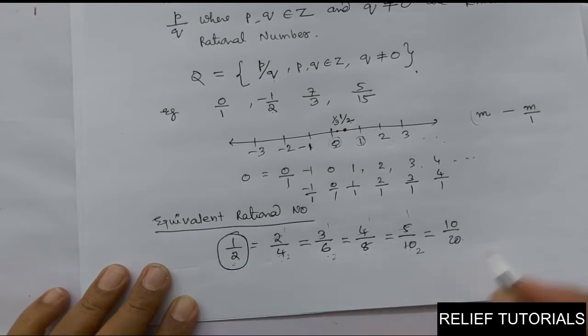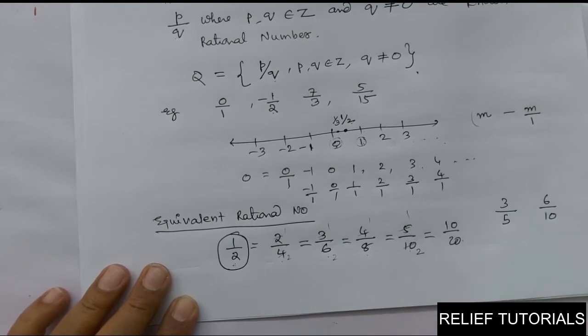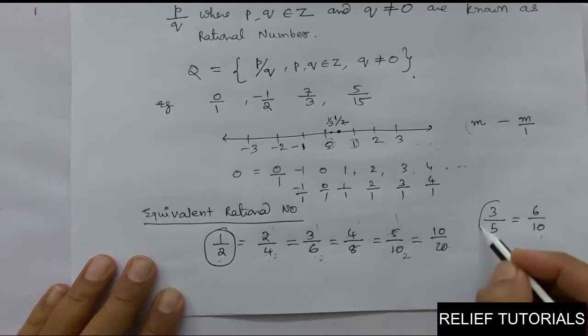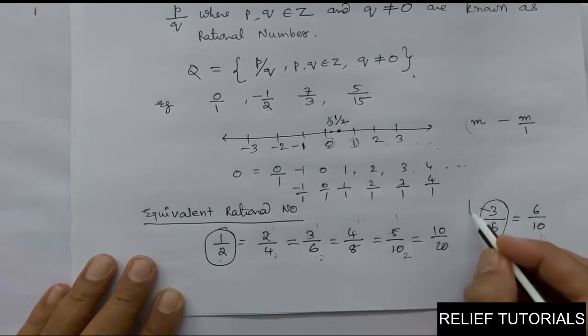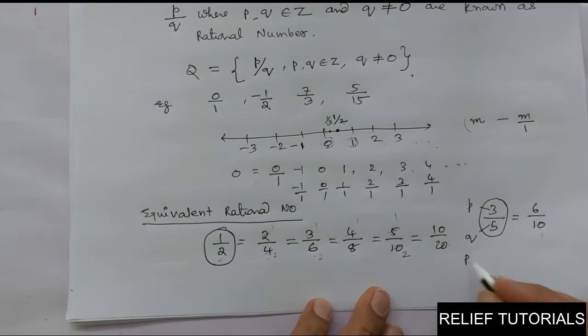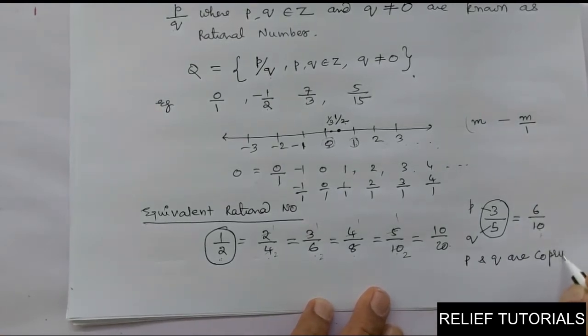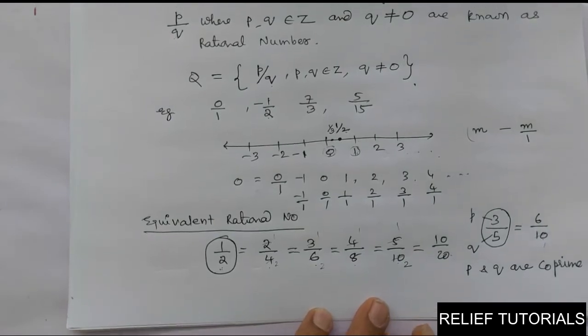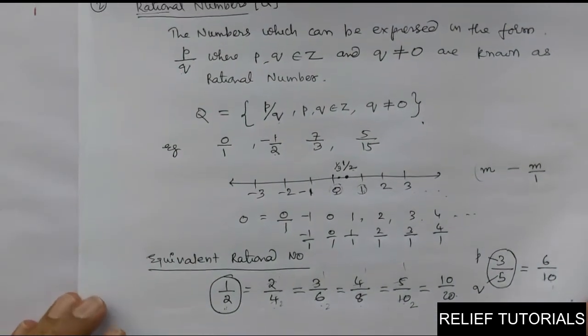See, 3 by 5 can also be written as 6 by 10. Both are equivalent rational numbers. But here you see 6 and 10 are not prime, they can be divided further. But in 3 by 5, the numerator P is a prime and Q is also a prime, so P and Q are co-prime. So it will be in reduced form. So now you know what we mean by equivalent rational numbers.